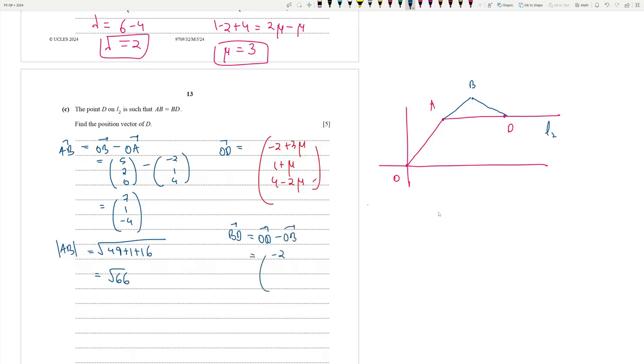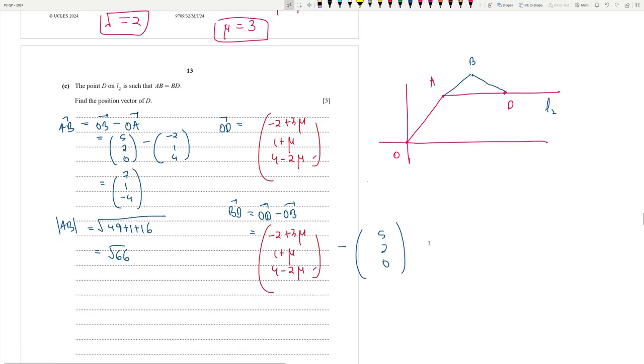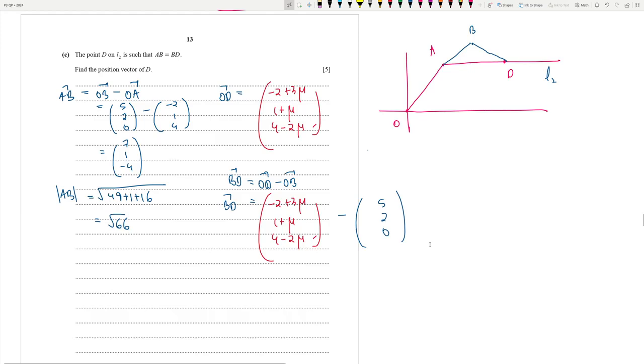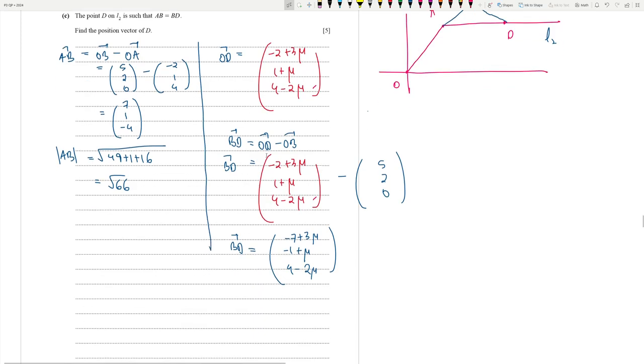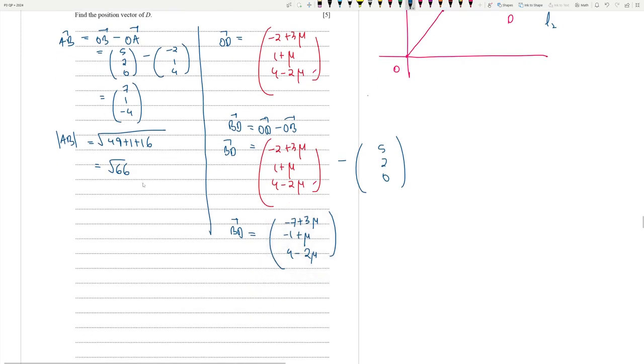Now BD is OD minus OB. So it's going to be minus 2, same thing again, right? So I'll just copy paste it, minus OB, which is 5, 2, 0. So BD is basically minus 7 plus 3 mu, minus 1 plus mu, and 4 minus 2 mu. There you go. So what's the general idea? The length of this will be equal to root 66 as well. So let's do that.